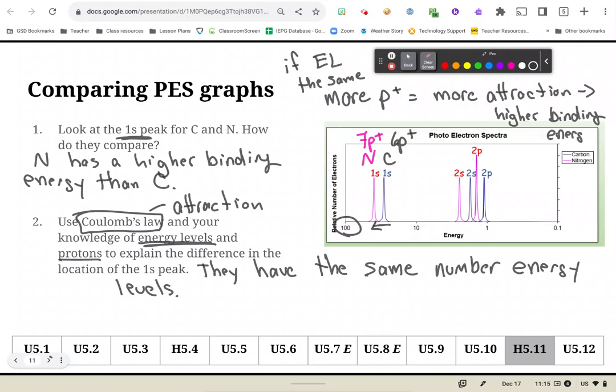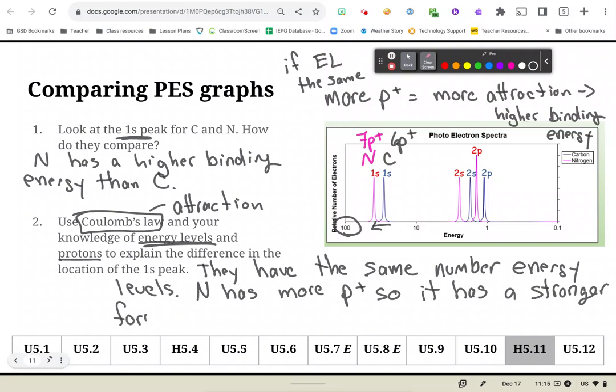All right, so that is going to help me explain why the peak for nitrogen is further to the left. They have the same number of energy levels. Nitrogen has more protons, so it has a stronger force of attraction. I just really like this phrase, force of attraction. Therefore, it has a higher binding energy.